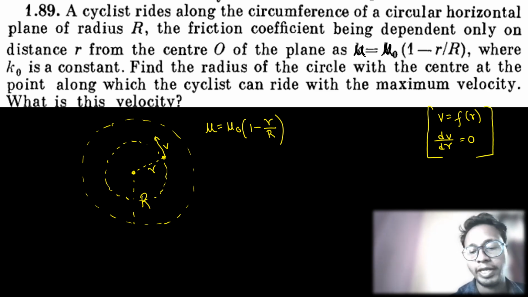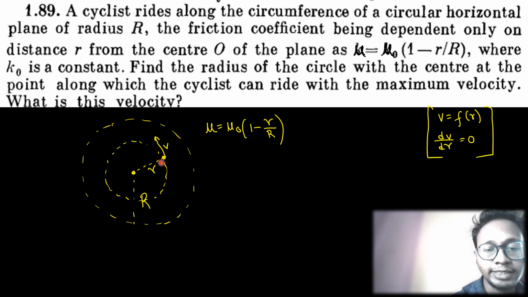Whenever maximum or minimum is asked, just differentiate and make it equal to 0. The approach for all maxima or minima is the same as this one. Make a function with respect to the variable that is being asked in the question, differentiate, and make it equal to 0. Now see what I will do.